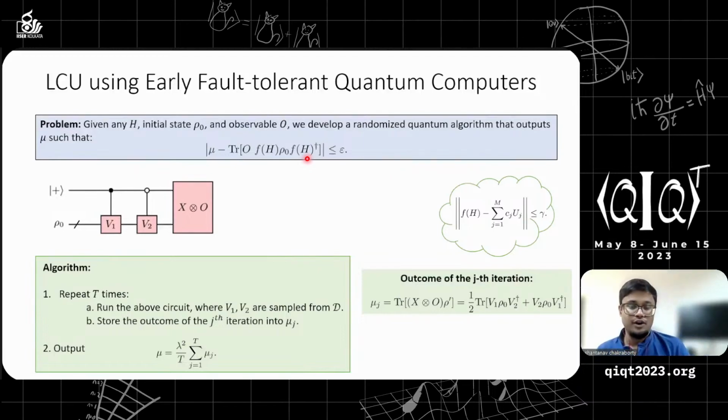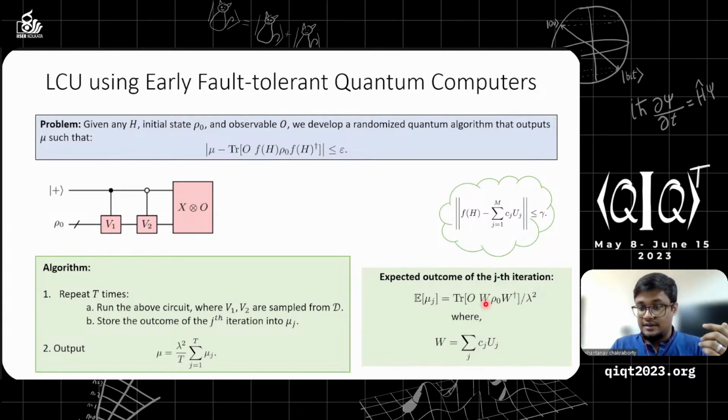So why does this work? The key insight here is that the outcome of the jth iteration of this algorithm is something like this. This requires a bit of work, just two or three lines of calculation. You can show that the outcome of the jth run of the algorithm is simply this. Now remember that the expected value of V1 and the expected value of V2 are just this linear combination of unitaries divided by lambda. So what is the expected outcome of each run of this algorithm? It's basically this quantity divided by lambda squared.